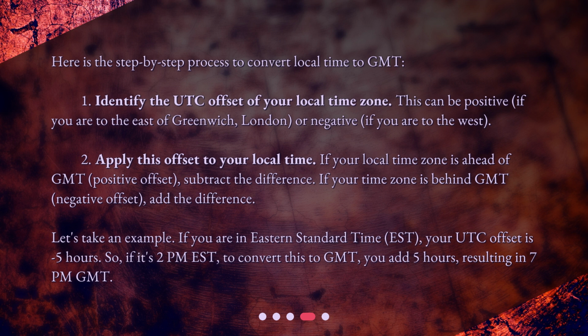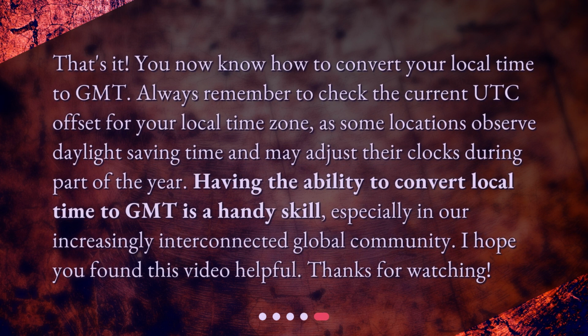Let's take an example. If you are in Eastern Standard Time, EST, your UTC offset is -5 hours. So, if it's 2 p.m. Eastern Standard Time, to convert this to GMT, you add 5 hours, resulting in 7 p.m. Greenwich Mean Time. That's it. You now know how to convert your local time to GMT.